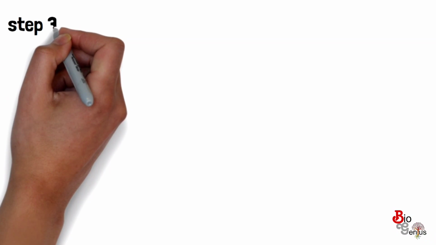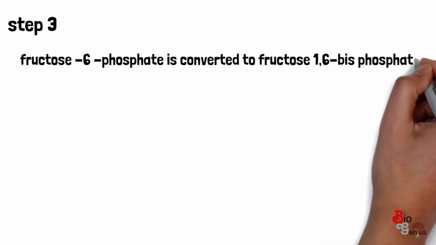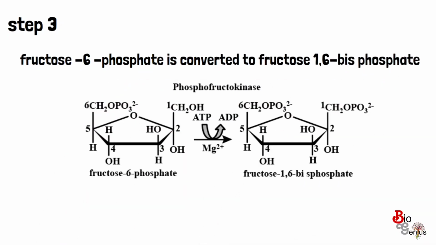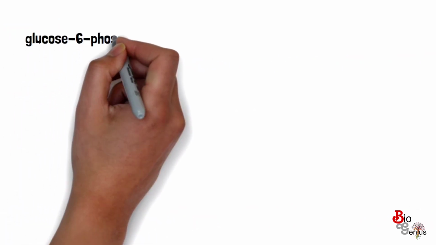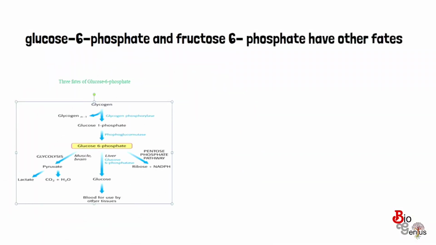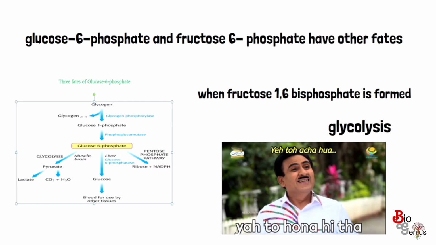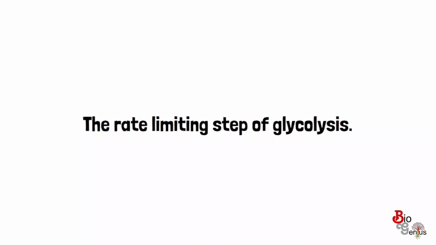Step 3. In the third step, fructose 6-phosphate is converted to fructose 1,6-bisphosphate with the help of phosphofructokinase 1 enzyme. In this step, a phosphate is added to the first carbon of fructose 6-phosphate. It is the first committed step of glycolysis. Before this step, glucose 6-phosphate and fructose 6-phosphate have other fates. But when fructose 1,6-bisphosphate is formed, glycolysis is doomed to happen. 1 ATP is used in this reaction. This is the rate limiting step of glycolysis.